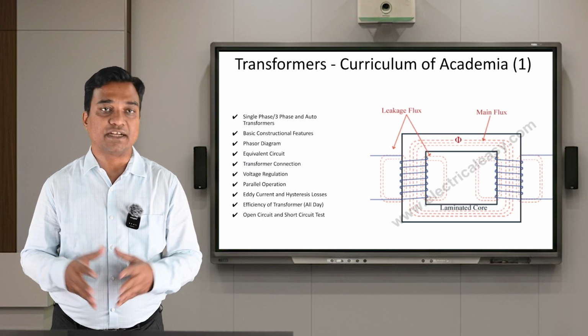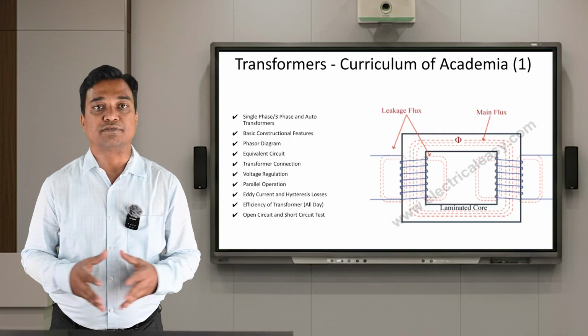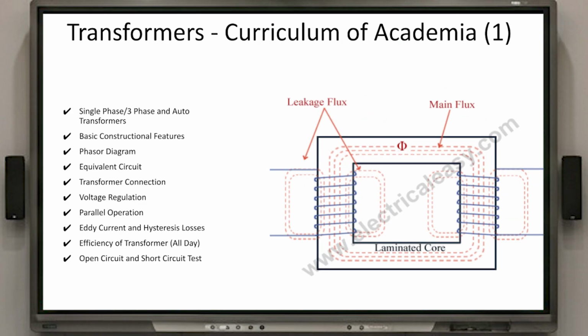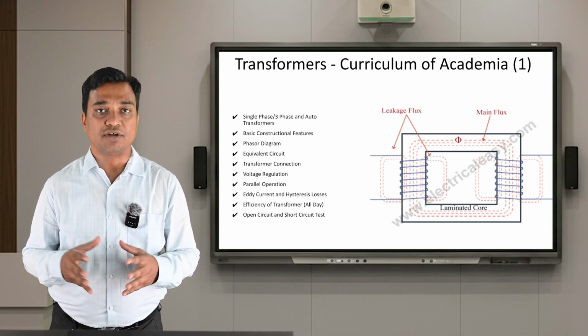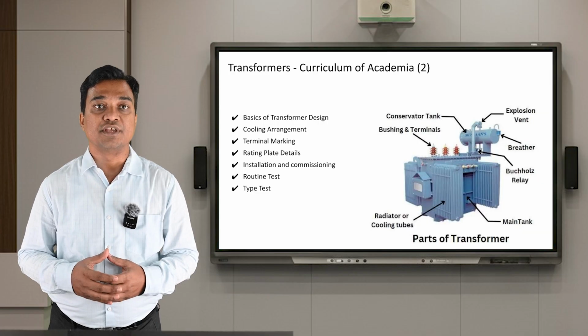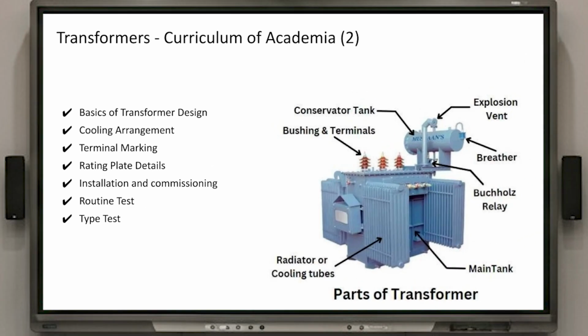Within the framework of the academic curriculum, what we have learnt about transformers are: they are single phase, three phase and auto transformer configuration, basic constructional features, phasor diagram, equivalent circuit, transformer connection, voltage regulation, parallel operation, eddy current as well as hysteresis loss, all day efficiency, open circuit and short circuit test, essentially for determination of circuit parameters and not as performance assessment criteria. You must have learnt about the basics of transformer design, cooling arrangement, terminal markings and rating plate details, installation and commissioning, and the basics of routine test and type test.